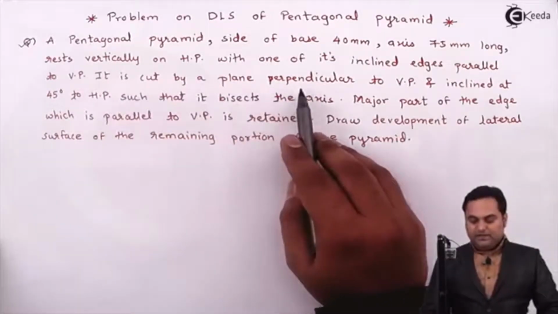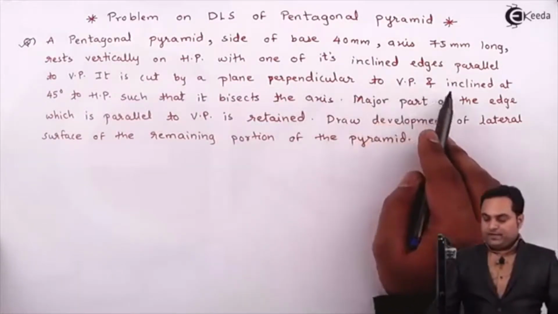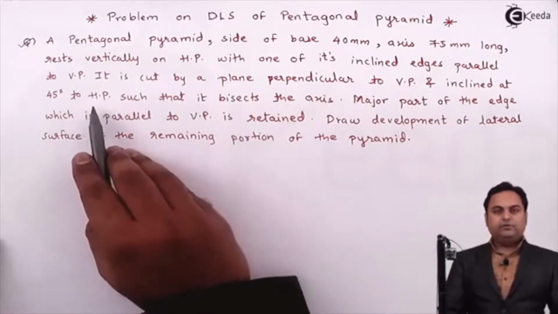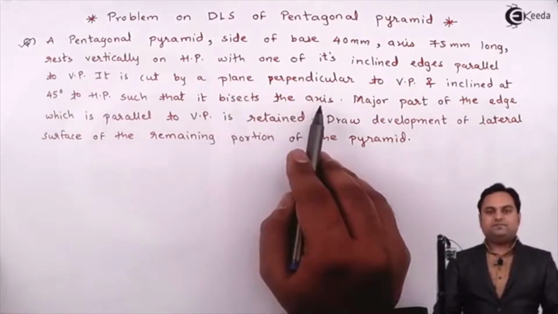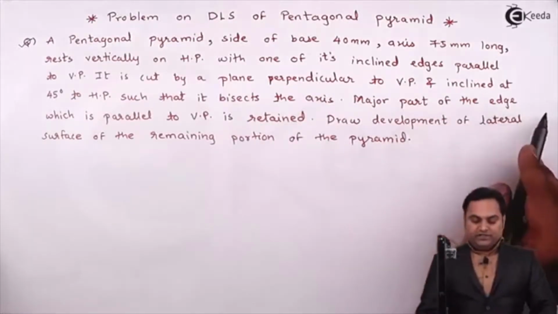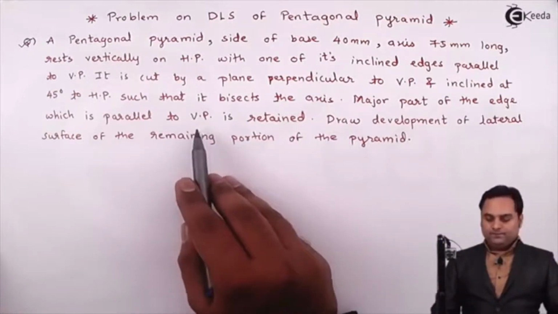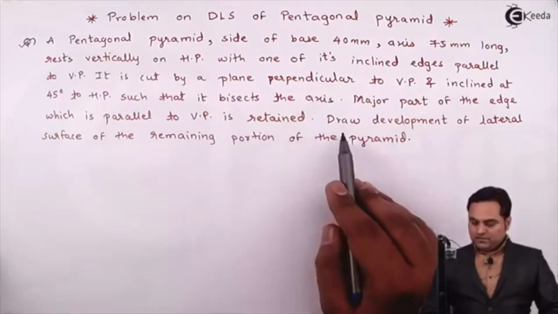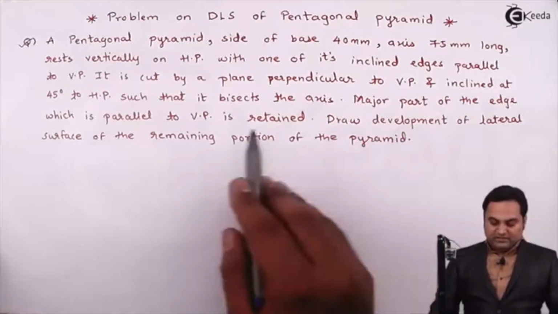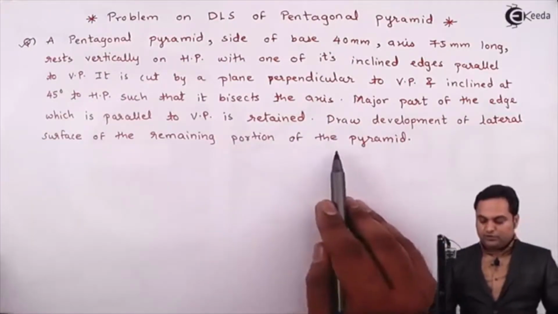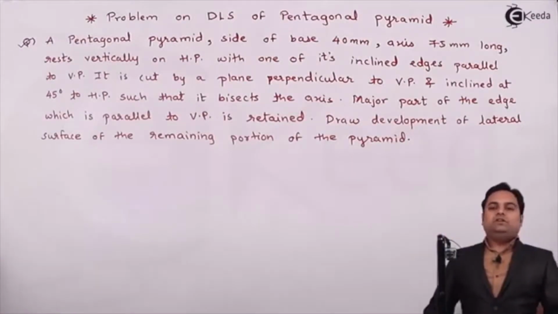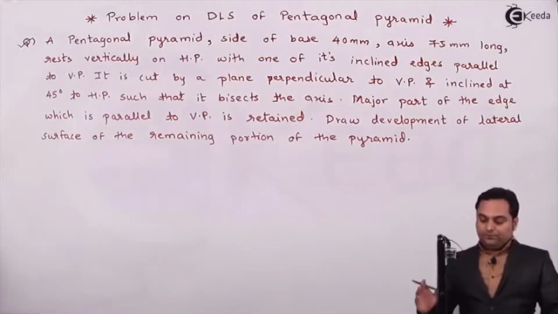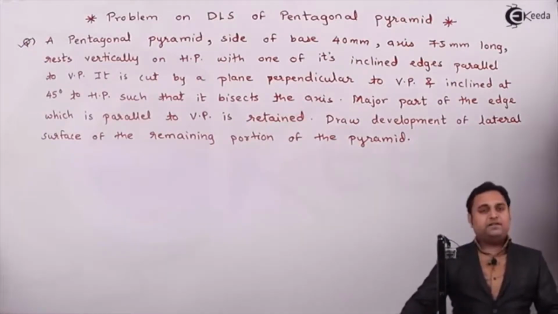It is cut by a plane perpendicular to VP and inclined at 45 degree to HP such that it bisects the axis. Major part of the edge which is parallel to VP is retained. Draw development of lateral surface of the remaining portion of the pyramid. Now this is the question in front of us. Whatever is given here, we are going to understand it step by step.